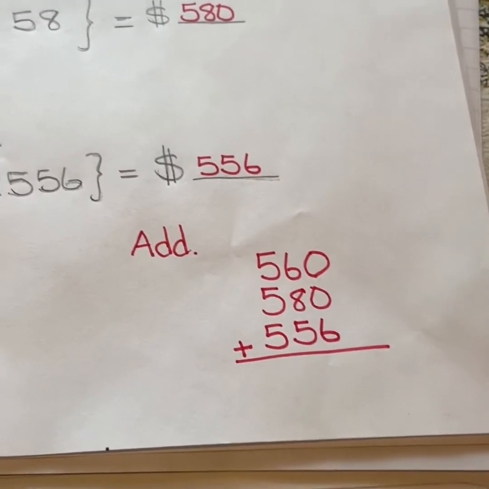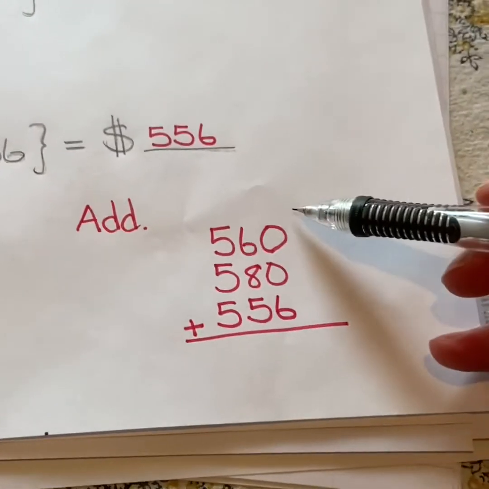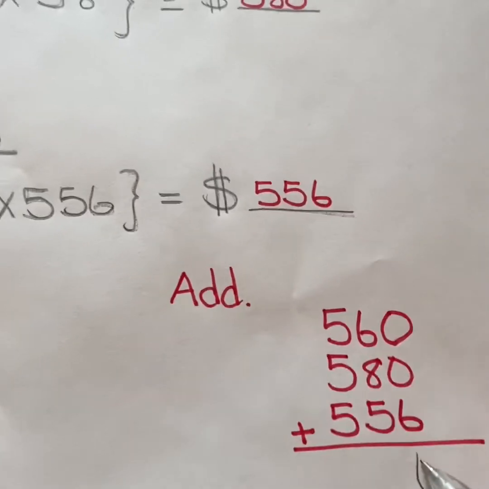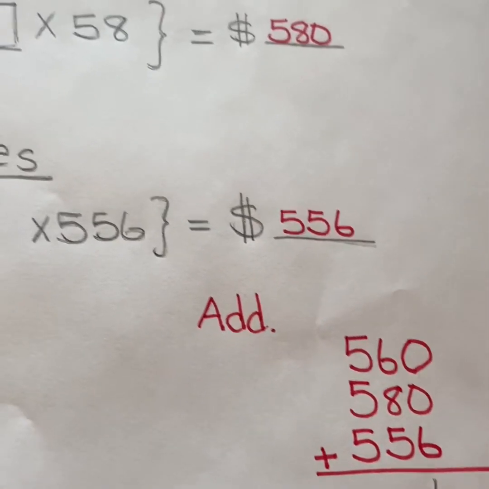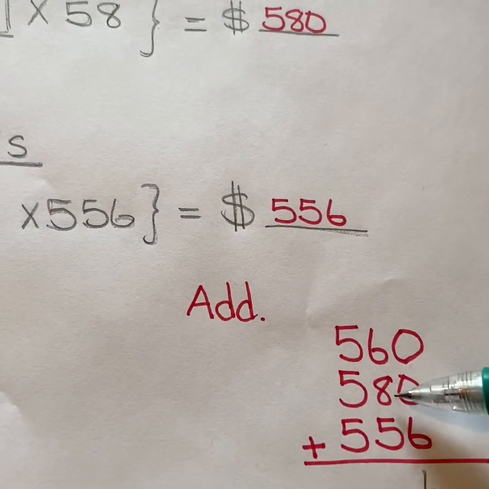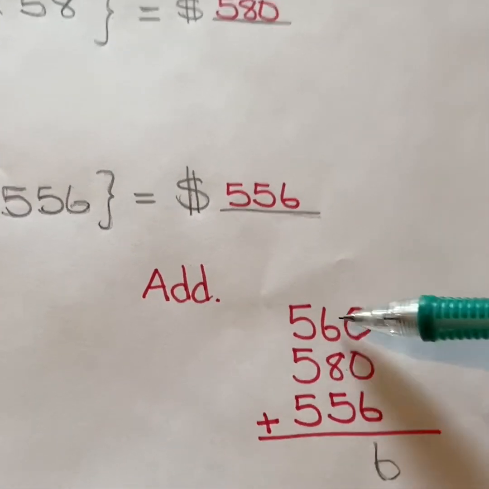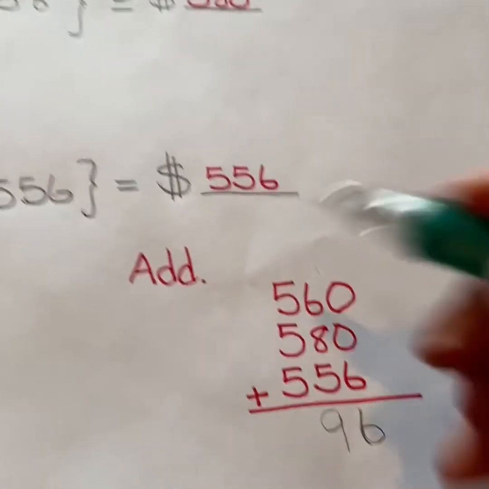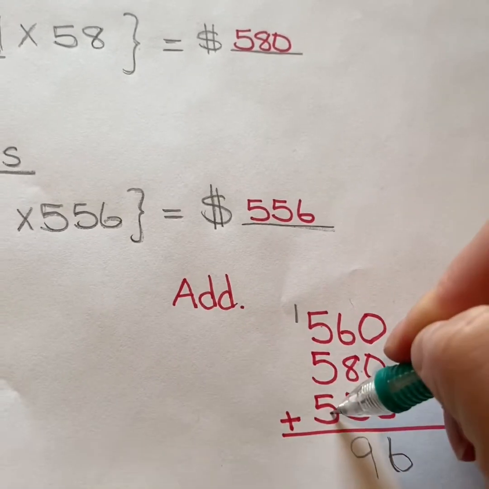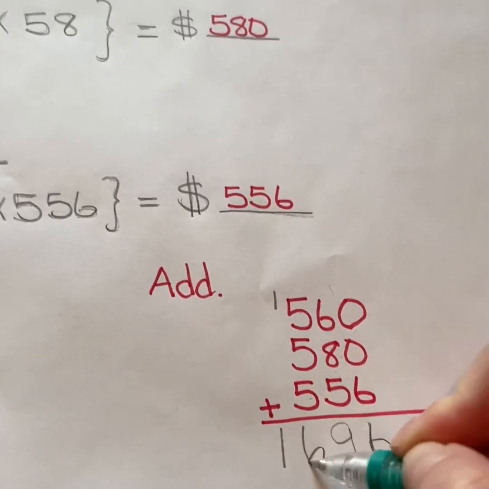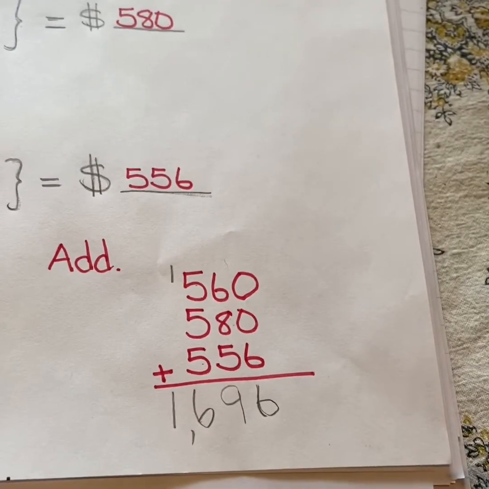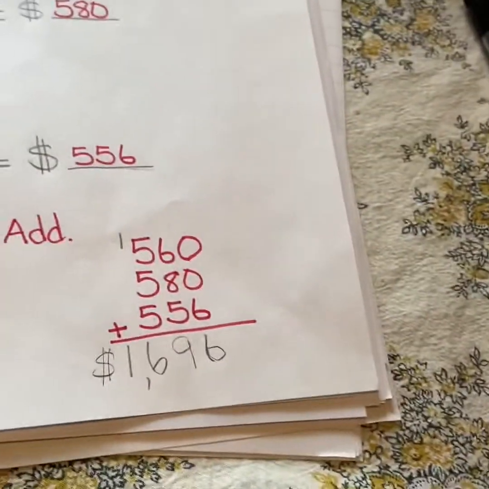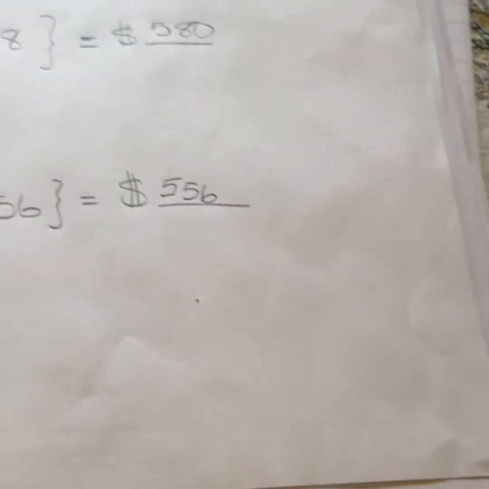Okay, now let's do this addition together. So 0 plus 0 plus 6 is 6. Six plus 8 plus 5. Well, I know that 6 plus 5 is 11, plus 8 is 19. So 9, and then bundle. 5, 10, 15, 16. So all together, they have $1,696.